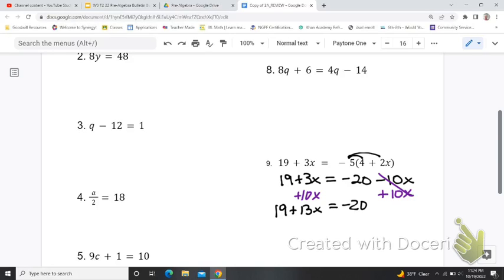Now we can subtract to get rid of the 19. So subtract 19. 19 minus 19 is 0. 0 plus 13x is 13x. Negative 20 and negative 19 is negative 39. We can now divide by 13. And x is equal to negative 3.